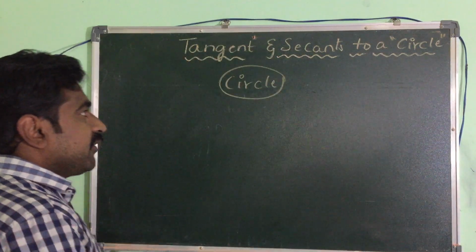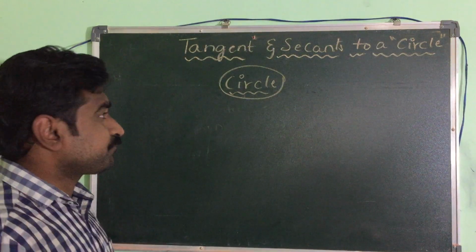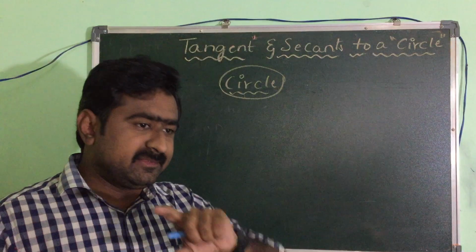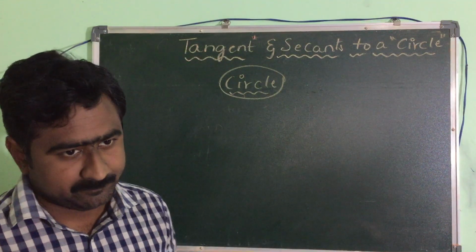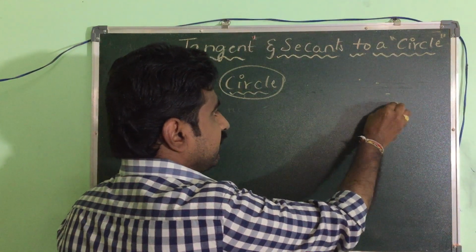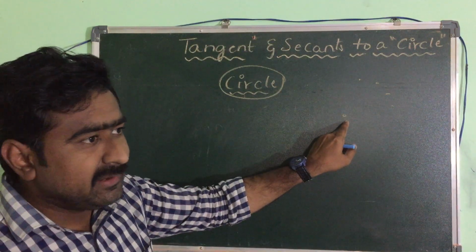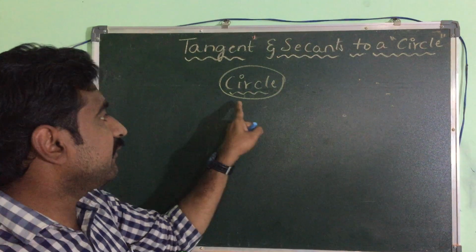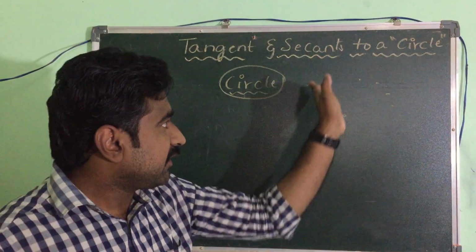A circle is nothing but a set of points which are equidistant from a fixed point. Got it or not? A circle is nothing but a set of points which are equidistant from a fixed point. If all the points in the set are at equal distance from one fixed point, that can be defined as a circle.